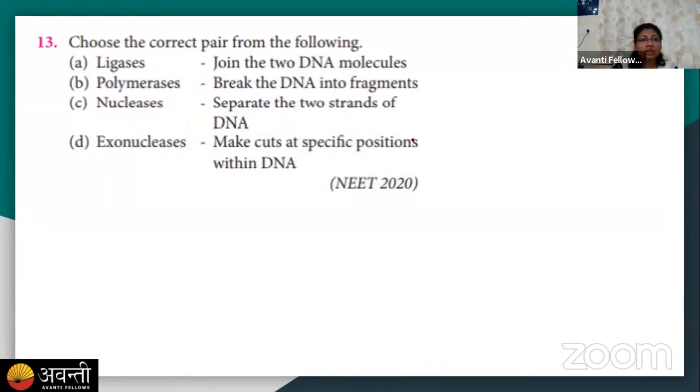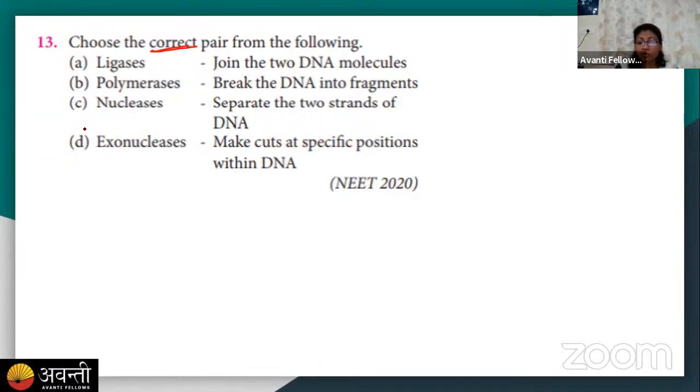Okay, let's move to the next question. The next question is choose the correct pair from the following. You have to find out the correct pair now. Now, look very carefully, read it very carefully. You have to go for only the correct one. Option A says ligases. They are used to join the two DNA molecule. Option B is polymerase, which is used for breaking down the DNA into the fragments. Option C says nucleases, which separate the two strands of DNA. And option D says exonucleases, which make cut at specific position within a DNA.